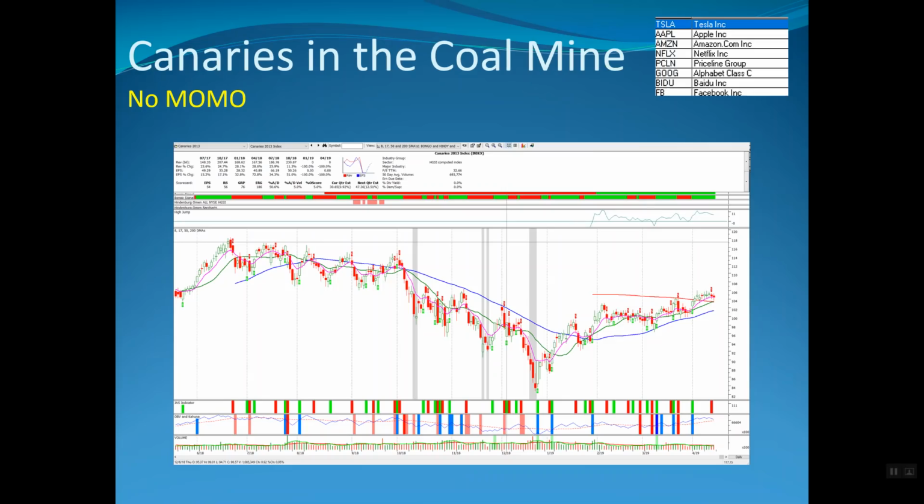The canaries, the former market leaders, well, I won't say they've turned around. They're still consolidating, pulling back. Maybe a retest here would be good. The fact that my 50 crossed the 200, and the 50 is moving towards the 200 is nice, but there's no Momo there.